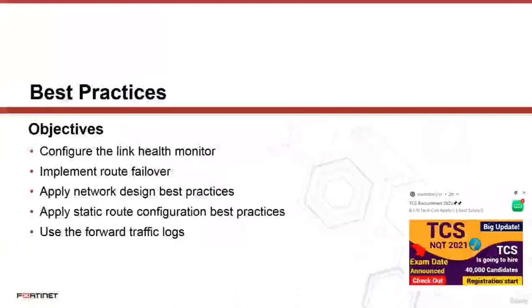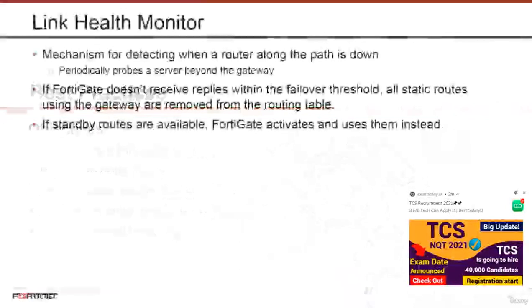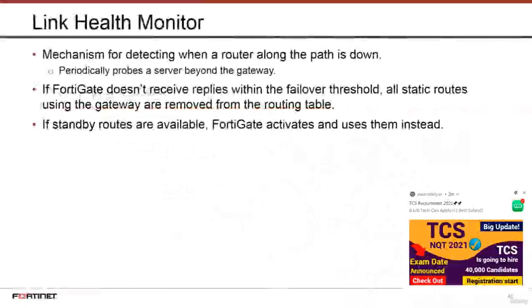Best practices: configure the link health monitor, implement route failover, apply network design best practices, apply static route configuration best practices, use the forward traffic logs. When using equal cost multipath routing, you don't have to implement anything extra for the route failover. Because of the design of equal cost multipath, route failover happens automatically. How do you implement route failover when you are not using the equal cost multipath method?